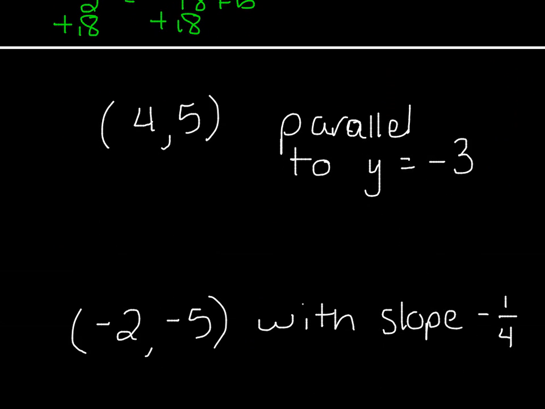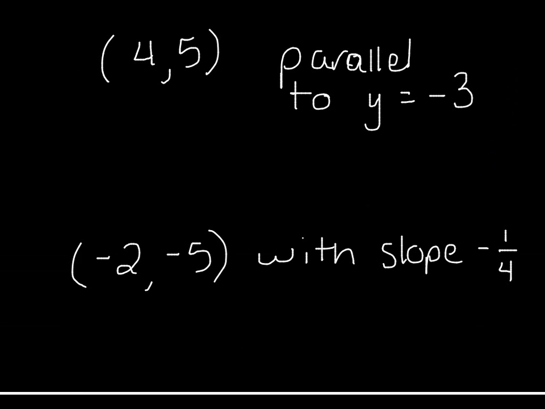Okay, let's do another example. So say it goes through 4, 5, and it's parallel to y equals negative 3. So let's look at the line that it's parallel to, y equals negative 3. And so you think about that. What kind of line is y equals negative 3? It doesn't have an x, which means that this is a horizontal line, crosses the y-axis.